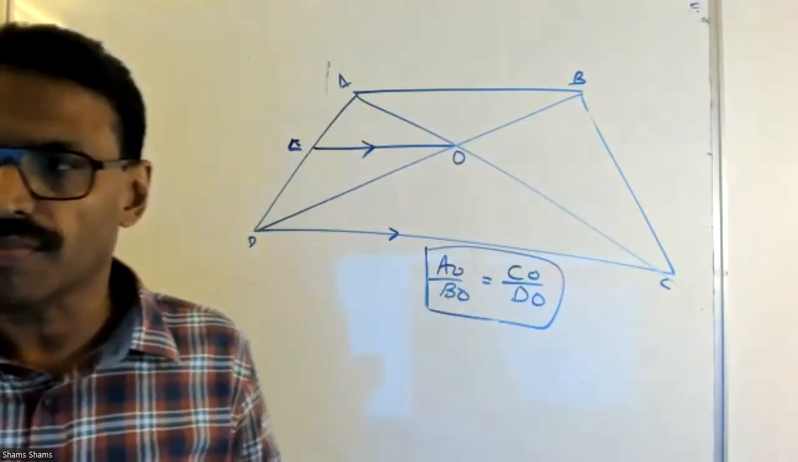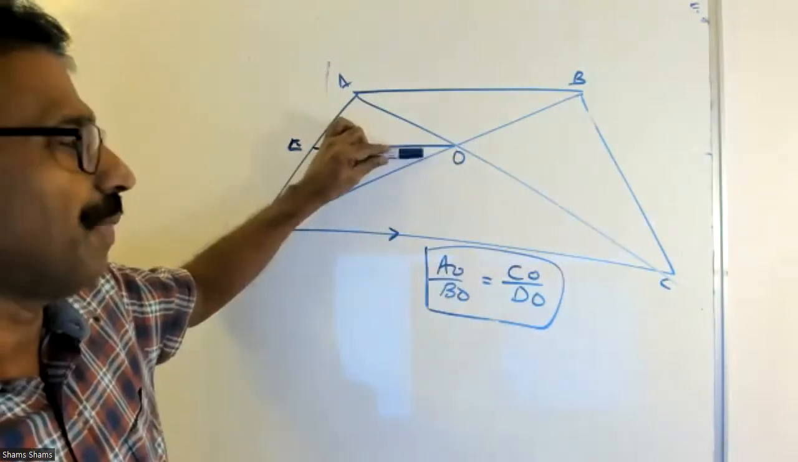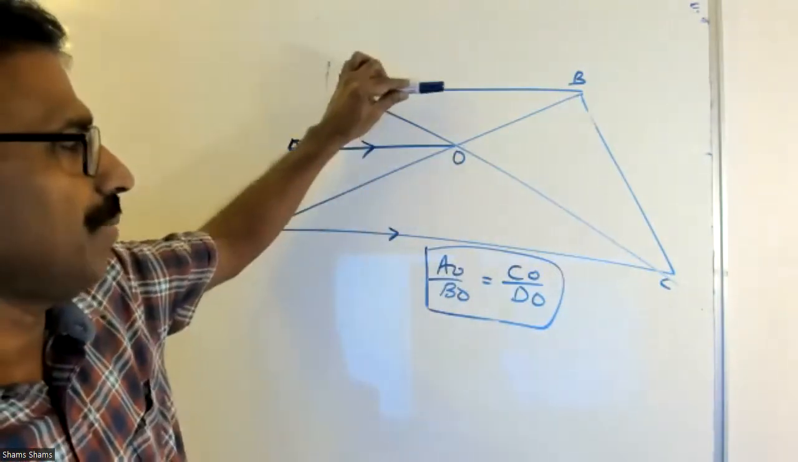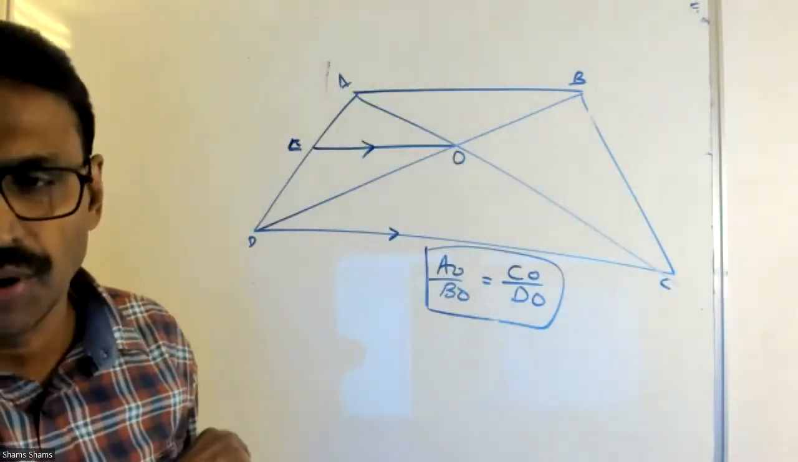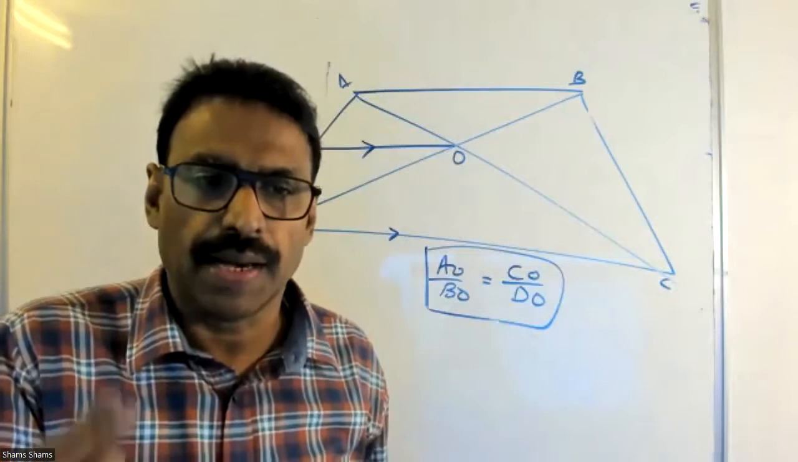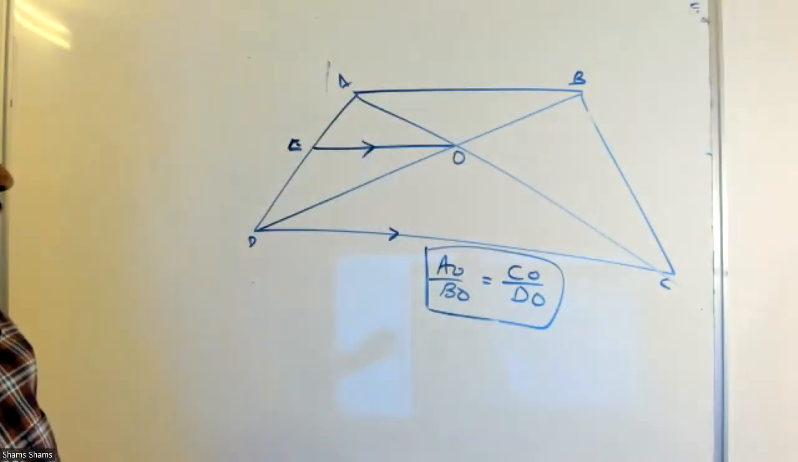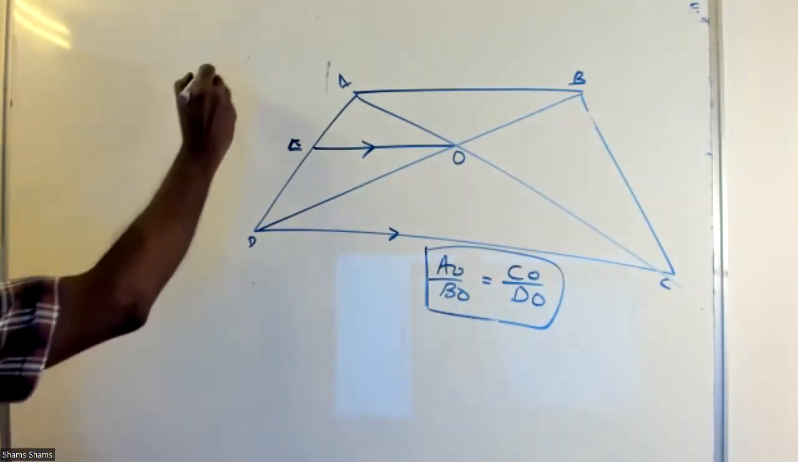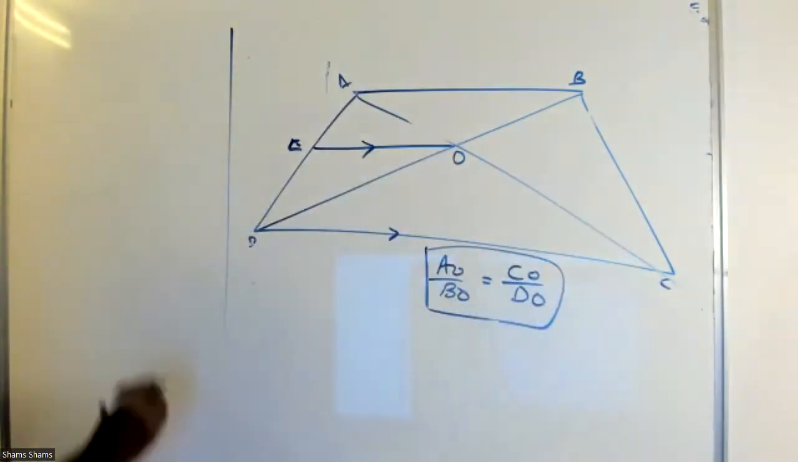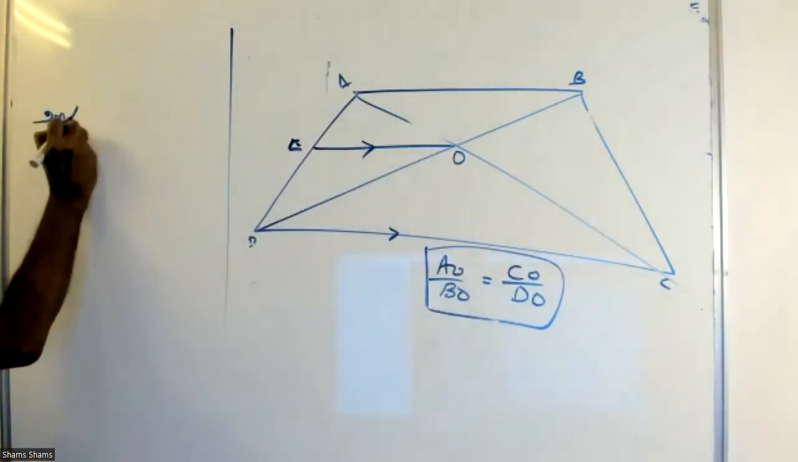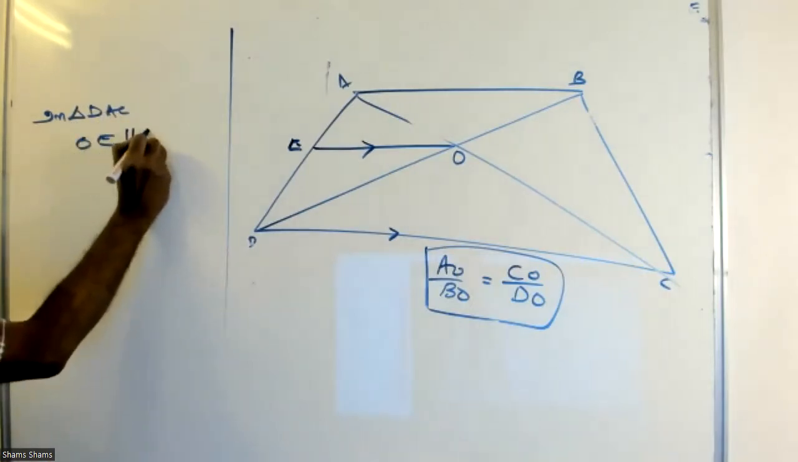Understood now? If we had to show OE parallel to AB and OE parallel to DC, then the question would be over, but you don't have to prove it. You can make a line parallel to one of the lines only, so I drew OE parallel to DC. Now don't write. In triangle DAC, OE parallel to DC.